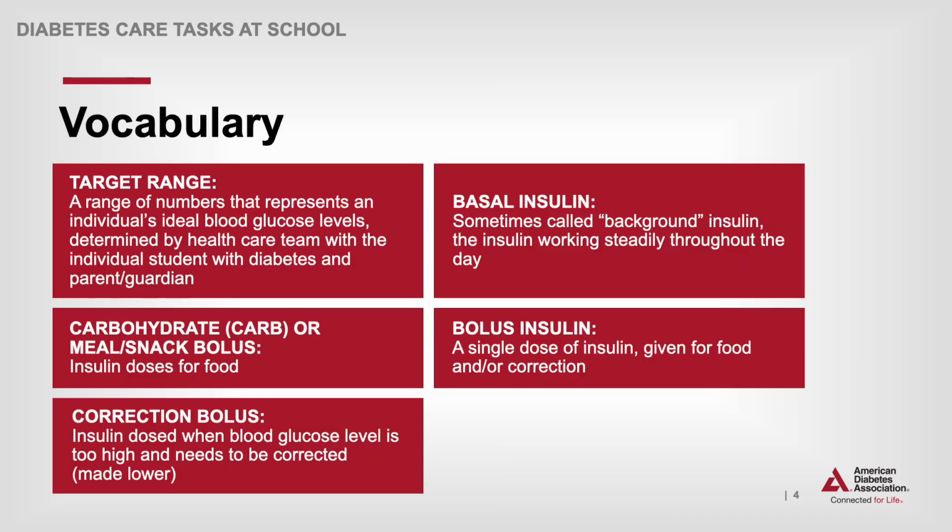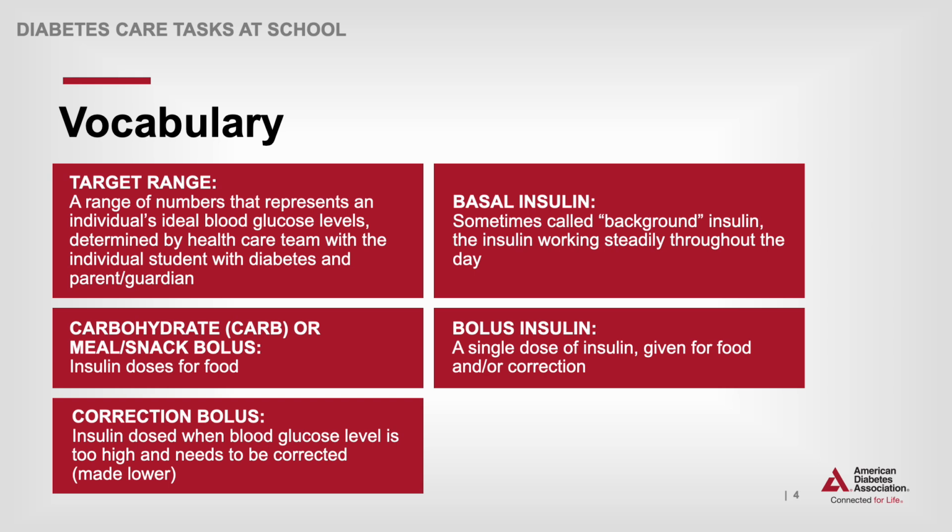Let's review a few vocabulary terms. Target range: a range of numbers that represents an individual's ideal blood glucose level. This is determined by a healthcare team with the individual child with diabetes and the parent or guardian. Everyone's blood has some glucose in it. In people who don't have diabetes, the normal fasting range is about 70 to 100 universally. The American Diabetes Association sets guidelines for normal and abnormal blood glucose levels. However, each person's target range is determined individually by his or her healthcare team and parent or guardians.